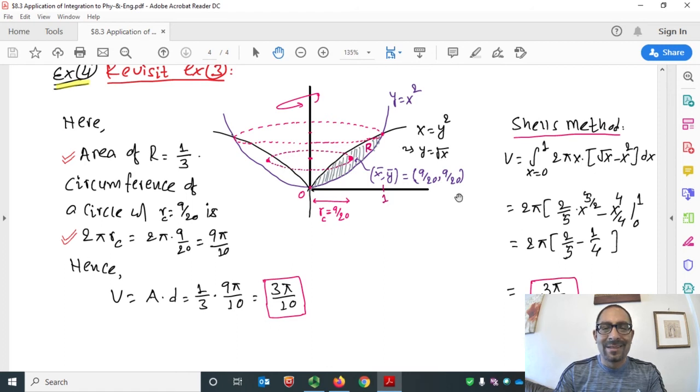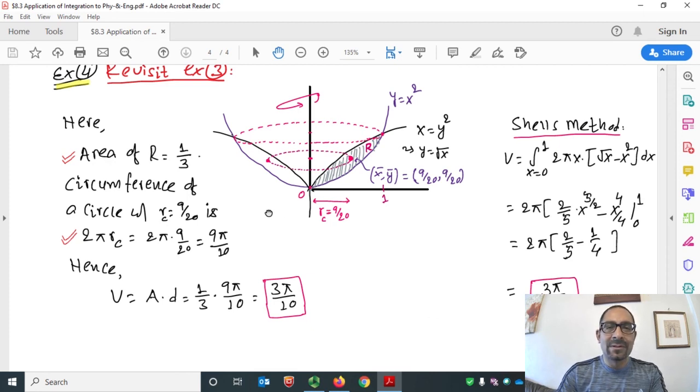Then I need this height here, which goes from here to here. It is given by y equals radical x, and from here to the inner curve is given by y equals x squared. So that's why this is the top curve minus the bottom curve, radical x minus x squared, dx. Foil x inside, take the integration, and put in x equals 0 to 1. It turns out that the volume of the solid generated by revolving this common region about the y-axis is 3 pi over 10. I hope this computation makes sense to you all.